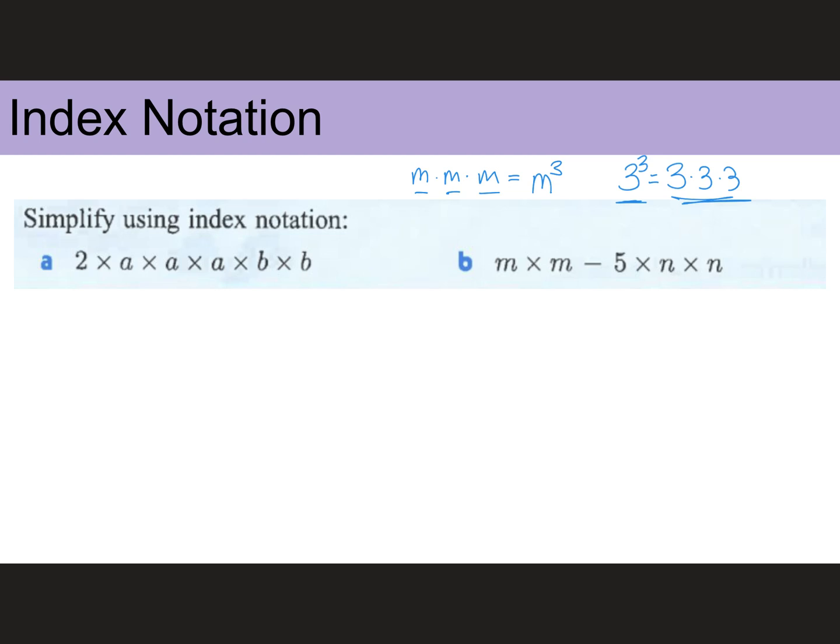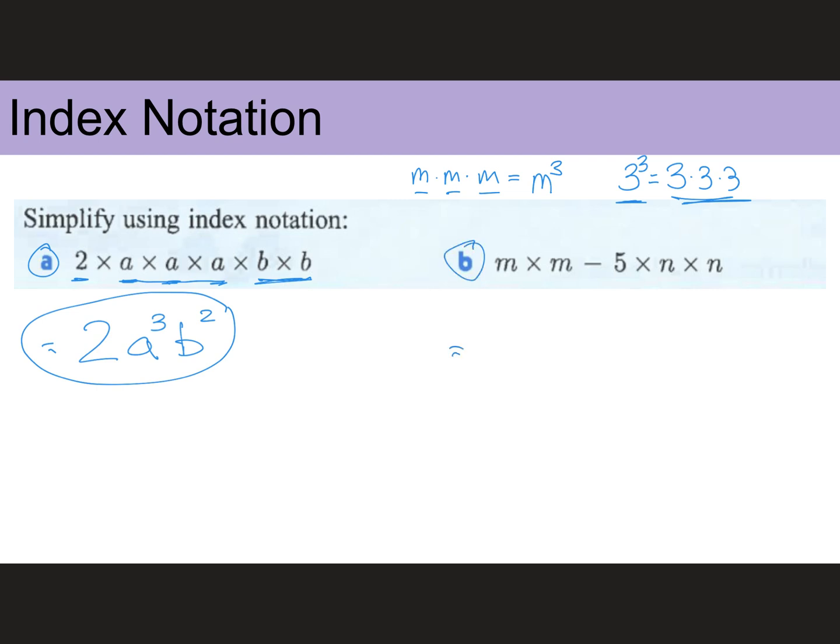Now we're going to do the same thing, however, with variables. So going down to a, I have 2 times a times a times a times b times b. Now, coefficient always goes first, so I put the 2 first, and then a comes before b, so now I'm going to put the a, and I need to put how many times is being multiplied together. 1, 2, 3. So I put 2a to the power of 3. Next, I put my b, and it's being multiplied together twice. So I would leave it like that.